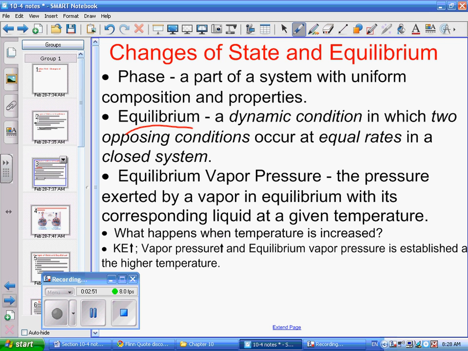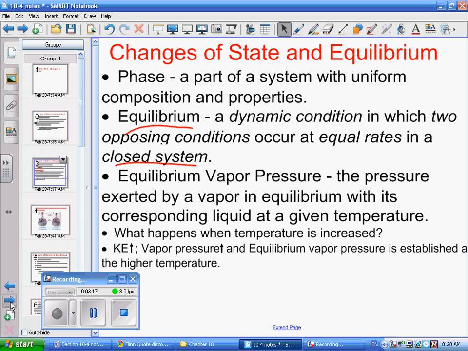I've put a couple phrases in italics here. You read there, it's a dynamic condition in which 2 opposing conditions occur at equal rates in a closed system. Let's take a look at the first thing, which is a closed system. It's actually the last thing. I've got to have a cap on it. So picture a 2-liter bottle. I've put the cap on the 2-liter bottle. Now the next couple things you won't be able to notice.